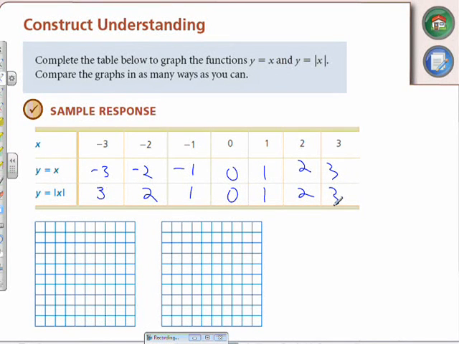Let's graph the two of them. So graphing the first one, plot all of your points. We've got negative 1, 2, 3, negative 3 and negative 3, negative 2 and 2. Connecting our dots, extending our line. There's your y equals x.